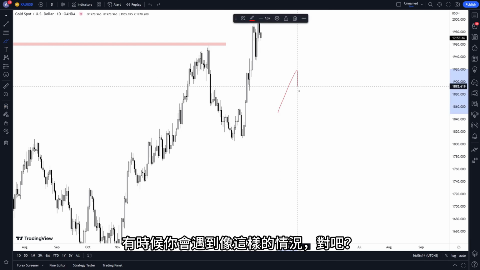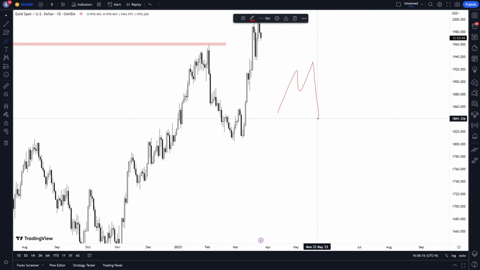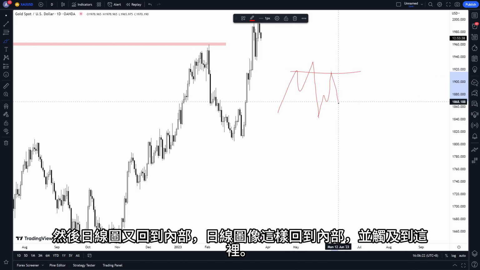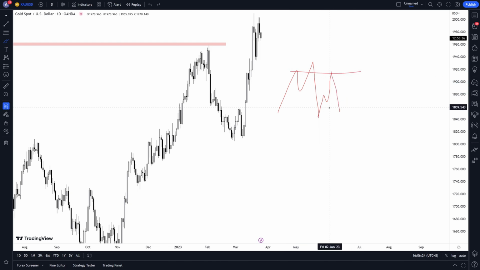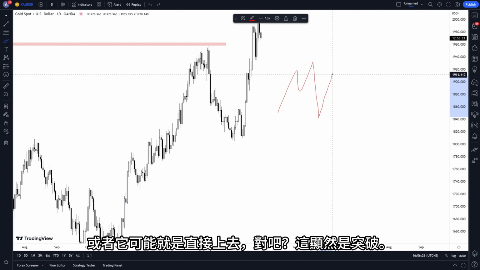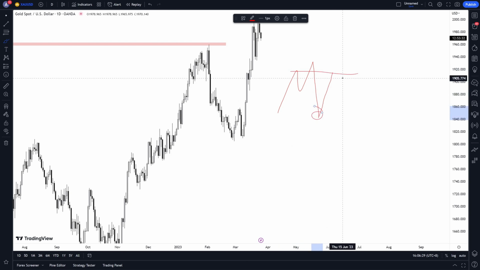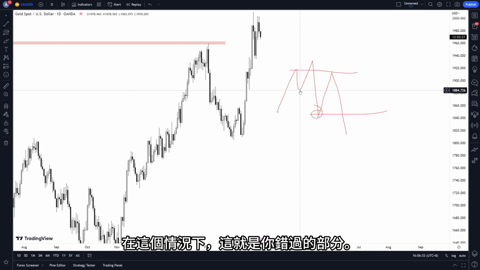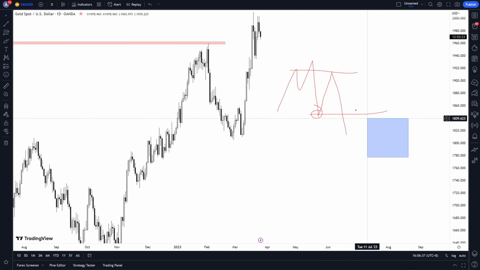Sometimes you have things like this, right? And the daily comes back inside like this, and taps into here. This would still be the break, right? Or maybe it just goes straight up. Then this would obviously be the break. You would have to consider this to be the break. This would be the part that you missed in this case here.